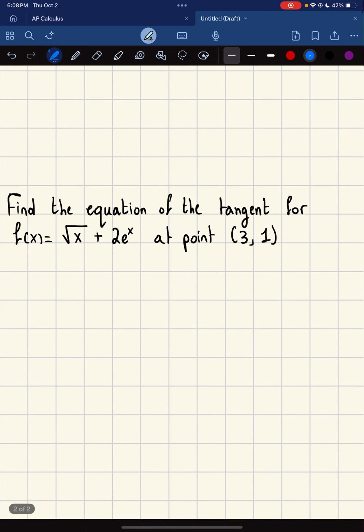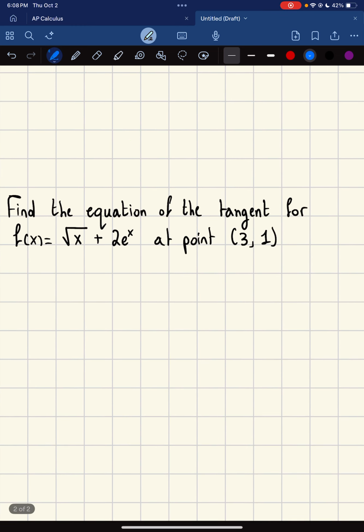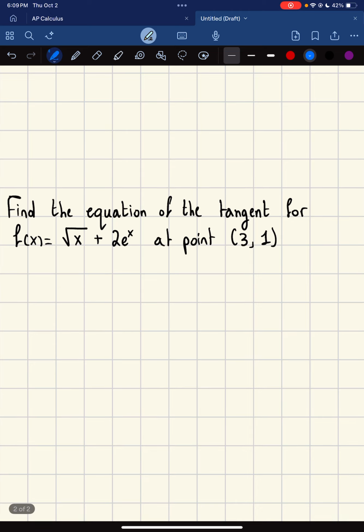Now, the final question for this video. Find the equation of the tangent for f of x is equal to square root of x plus 2e to the power of x at point 3, 1. So I want to find the equation of the tangent for this specific f of x at that specific point. The formula that we're going to use for the equation of the tangent is the following. First of all, let's call this point A.